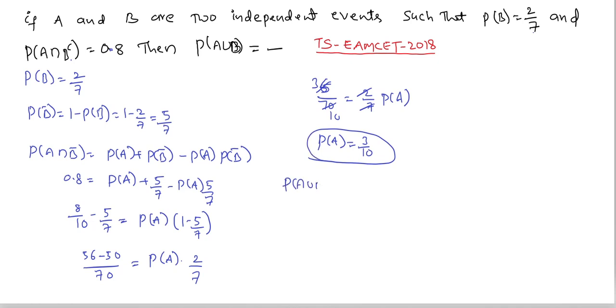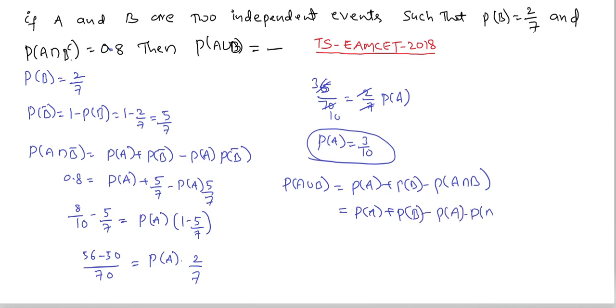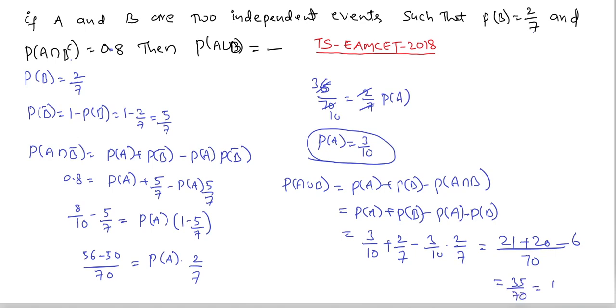Now P of A union B is equal to P of A plus P of B minus P of A intersection B. Here A and B are two independent events, so P of A intersection B means P of A into P of B. P of A value is 3 by 10 plus P of B 2 by 7 minus 3 by 10 into 2 by 7, that is equal to 70 LCM. 7 into 3 is 21 plus 10 into 2 is 20 minus 6, 21 plus 20 is 41 minus 6 is 35, that is 35 by 70, that is equal to 1 by 2.